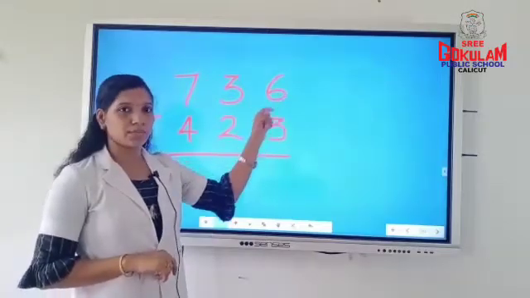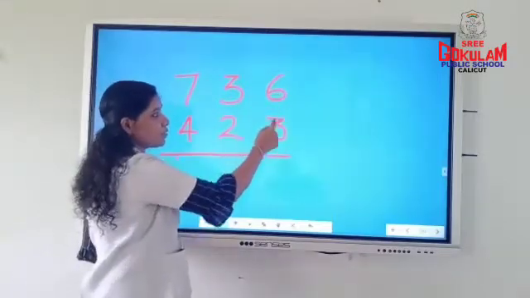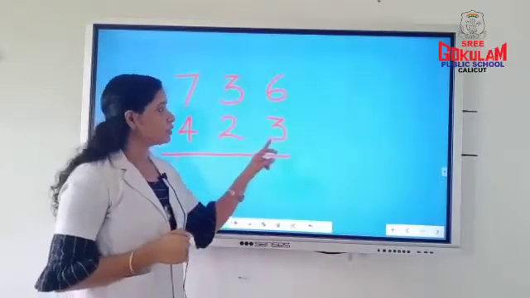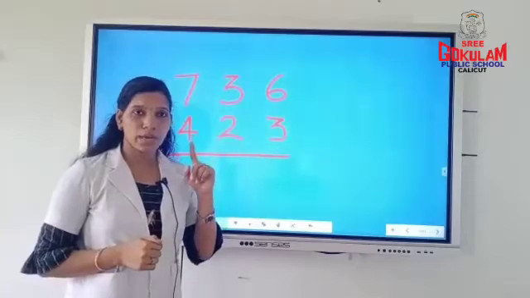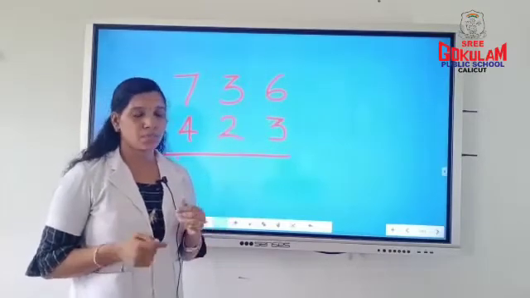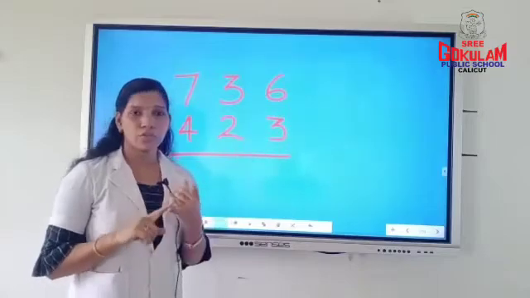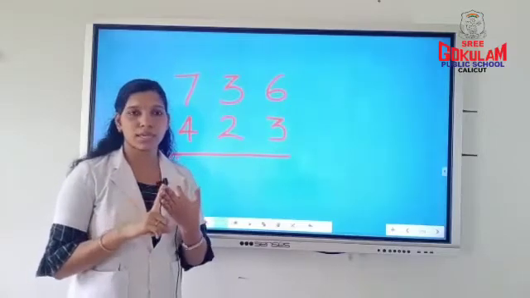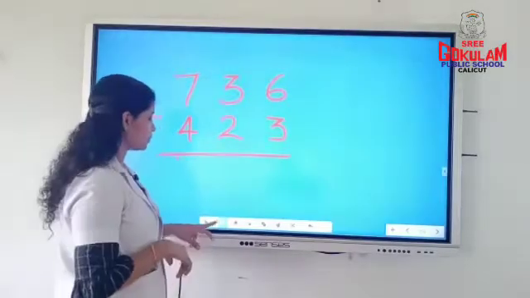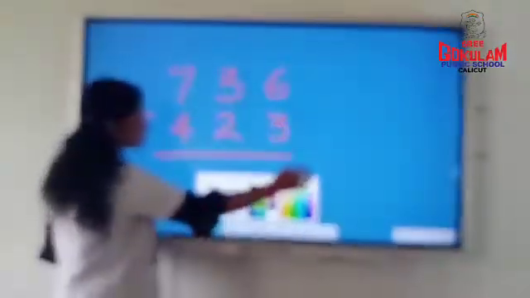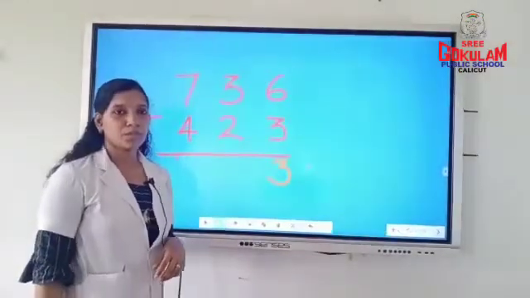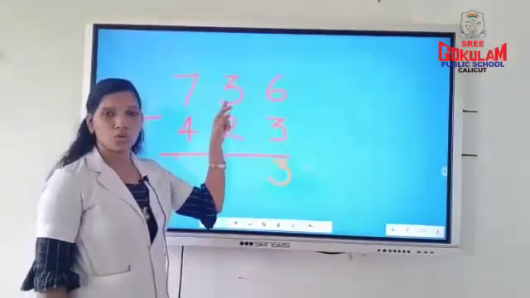Start subtracting. 6 minus 3. So how will we be subtracting? Take 3, keep it in your mind, and add after 3 till you get 6. After 3, 4, 5, 6. How many numbers? 3. So you can write 3. After the ones place, go for the tens place.